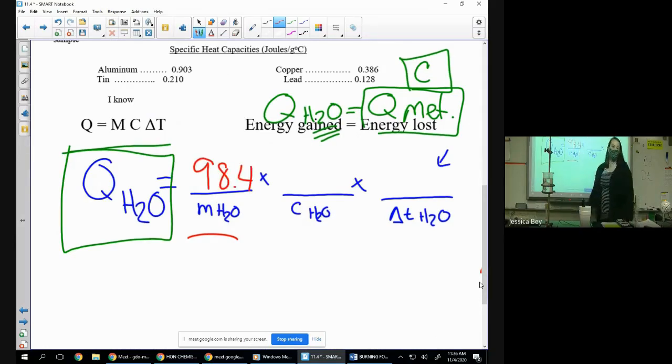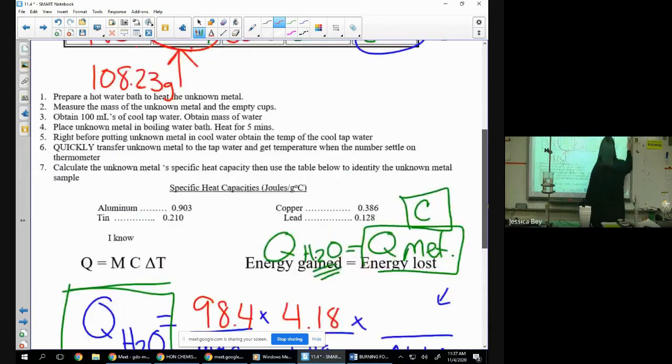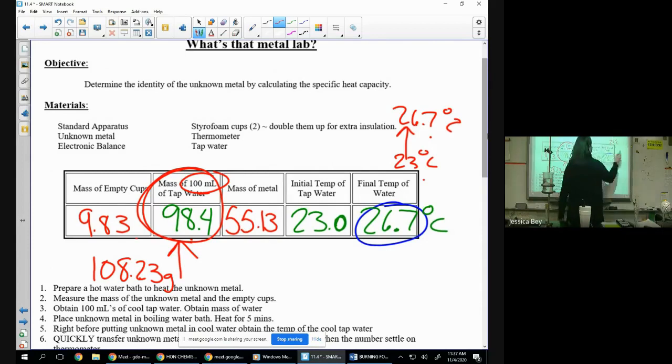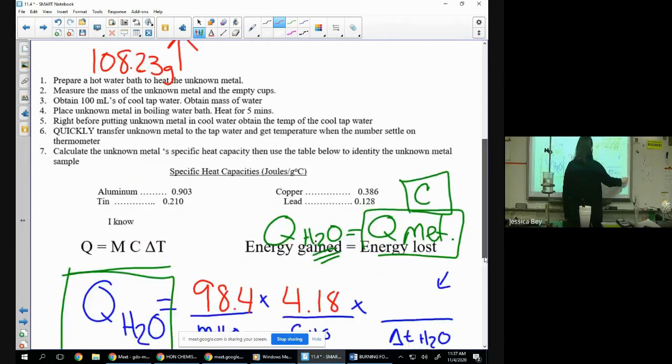98.4. C value for water never changes. C value for water is, thank you, 4.18 joules per gram degree Celsius. Delta T for water, that one can be tricky. Let's see. Well, if the water was at 23 degrees Celsius and it went up to 26.7 degrees Celsius, how do I know how much it changed? You subtract. So 23 to 26.7 is 3.7 degrees. Do we agree with that?